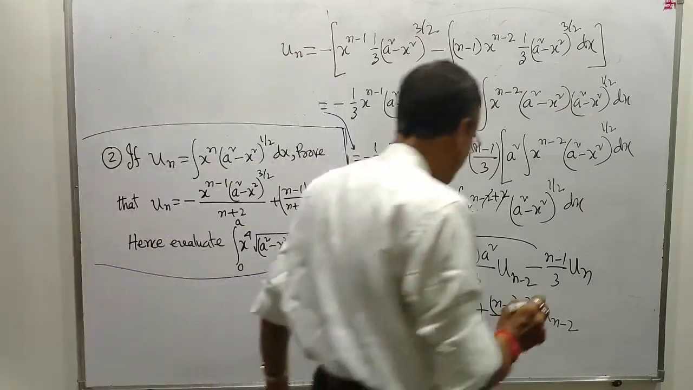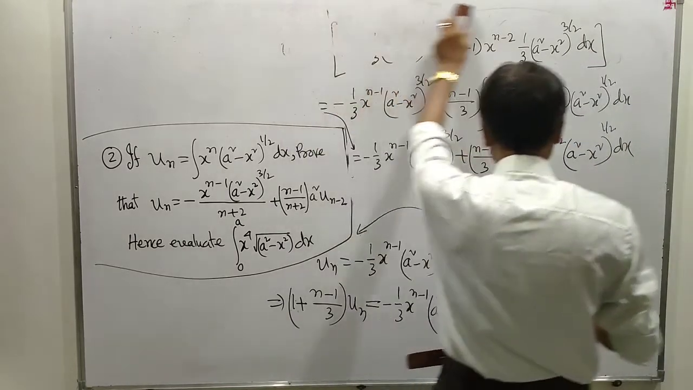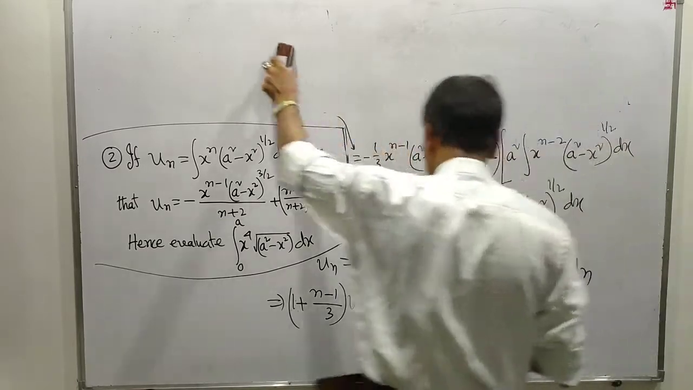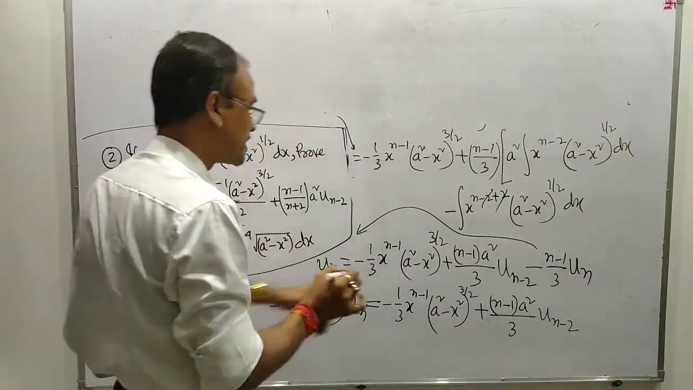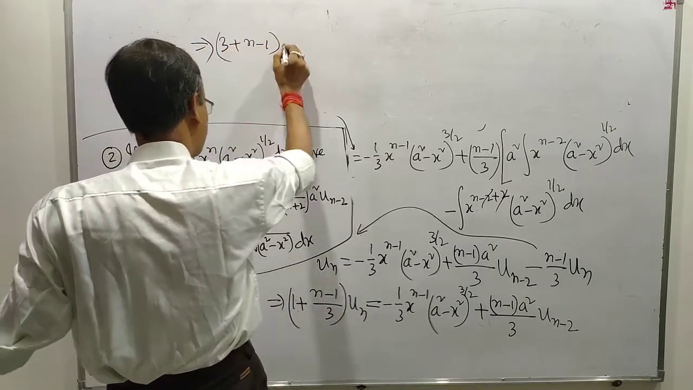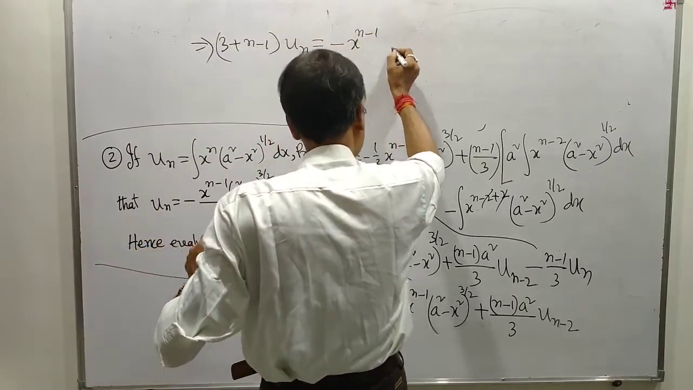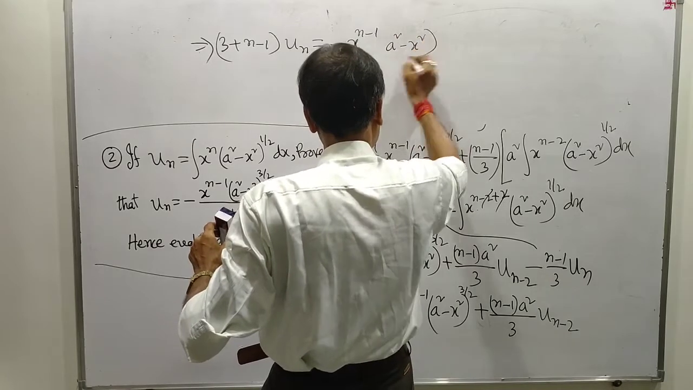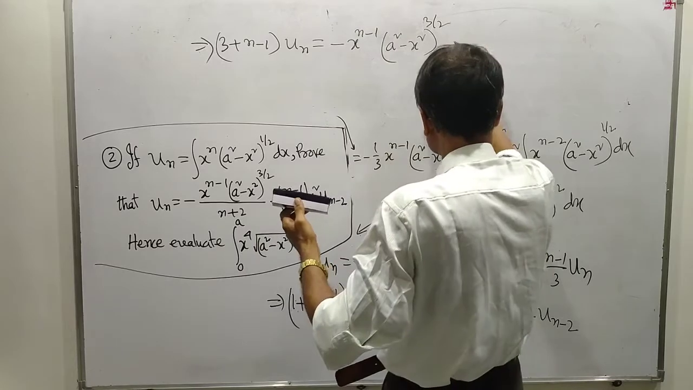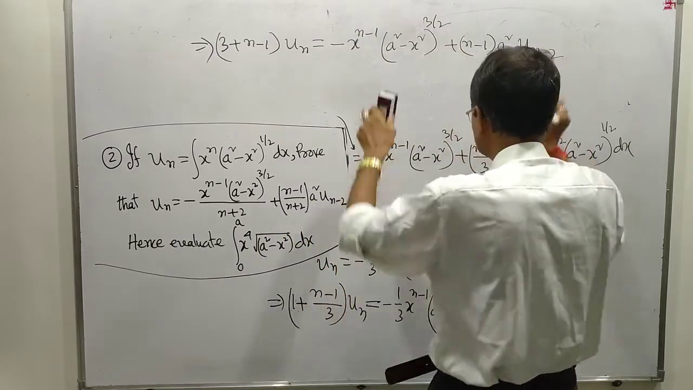Note it. I am giving you a chance to know. Now, this much. This means multiply both sides by 3. It will be (3 plus n minus 1) un. It will be minus x to the power n minus 1 (a square minus x square) whole to the power 3 by 2 plus (n minus 1) into a square un minus 2.